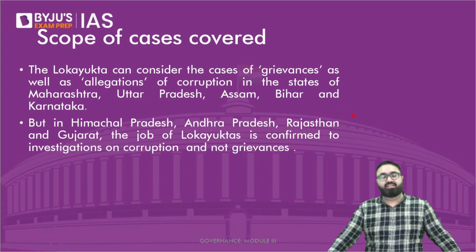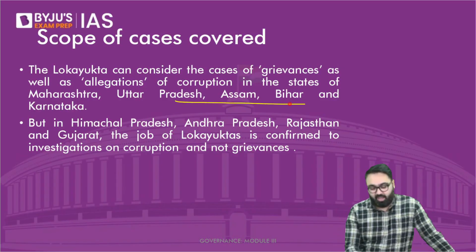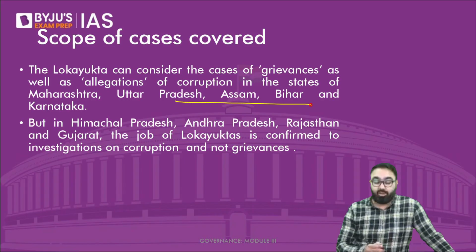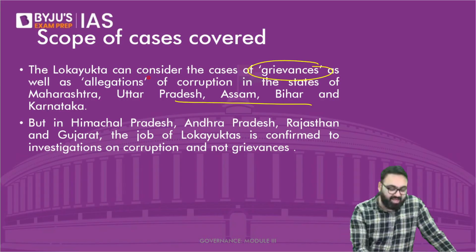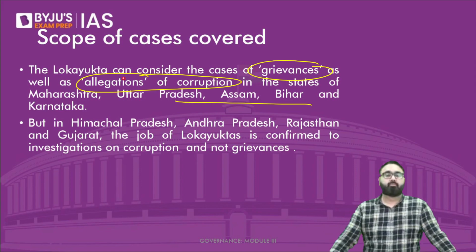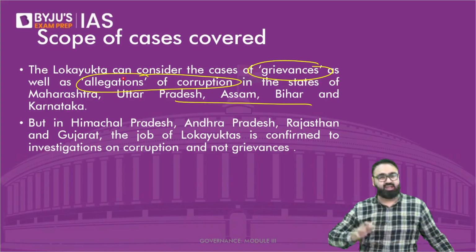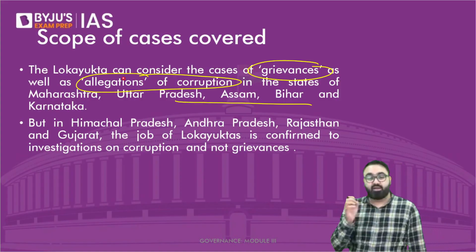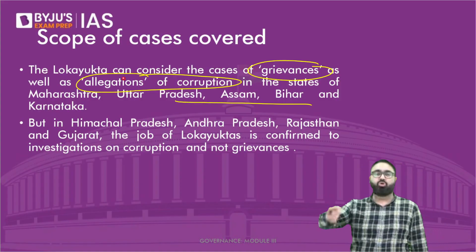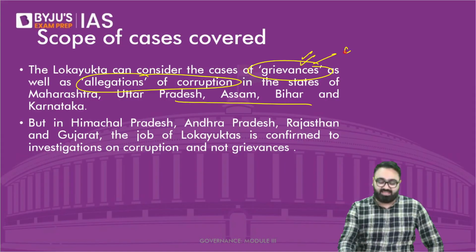Also, what kind of cases can be covered is different. For example, in case of UP, Bihar, etc., Lokayukt can cover grievances and allegations of corruption both. Now, what is the difference? Let's try and understand. Allegation of corruption, as we have been discussing, is a government officer asking for a bribe, money exchange, that is allegation of corruption. That is fine. But in some states, Lokayukt can also take up complaints of grievances. What is grievance? Let's say you have a complaint against the government.